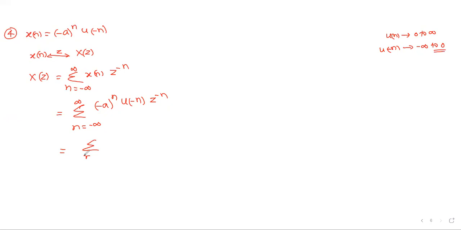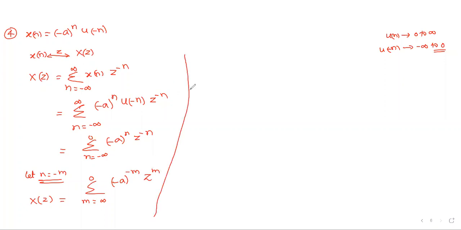So now my u of minus n is there. I will write it here. Summation n equal to minus infinity to 0, minus a whole power n into z power minus n. Same thing, you substitute: let n equal to minus m. So what will your X of z become? X of z is equal to summation m equal to infinity to 0, minus a whole power minus m, z power m.